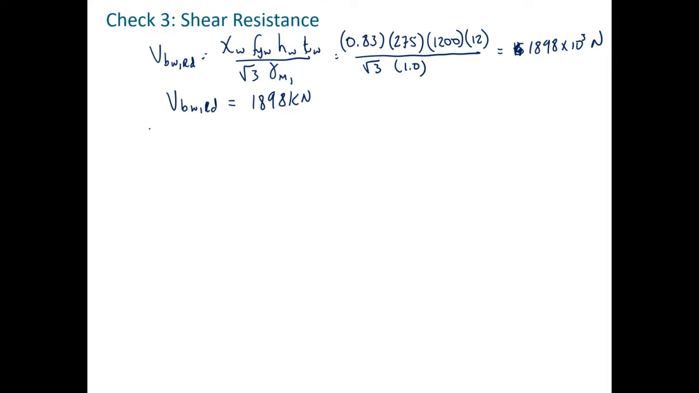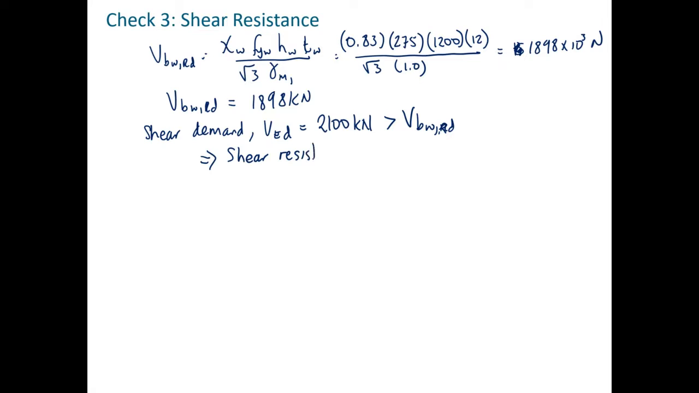Okay. And we know the shear demand VED from the shear force diagram, what was that? It was 2,100 kilonewtons, which is greater than the web buckling resistance. So that means that the web buckling isn't good enough on its own, so we need to get some contribution from the flange as well. So shear resistance contribution from the flange required.